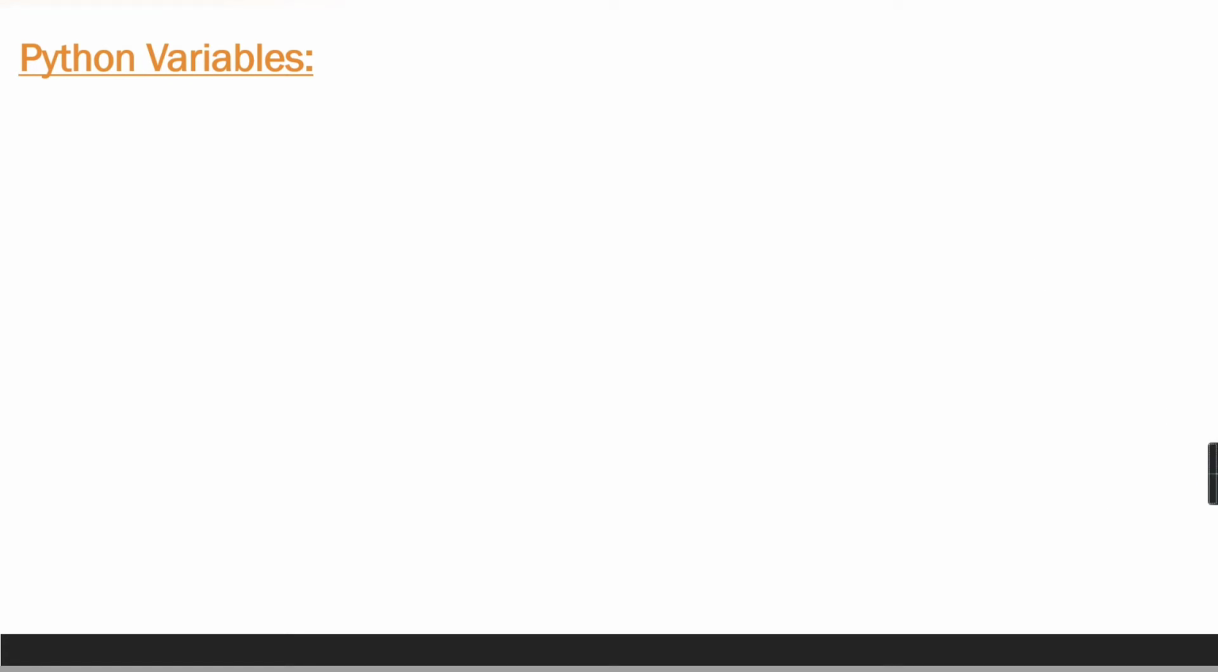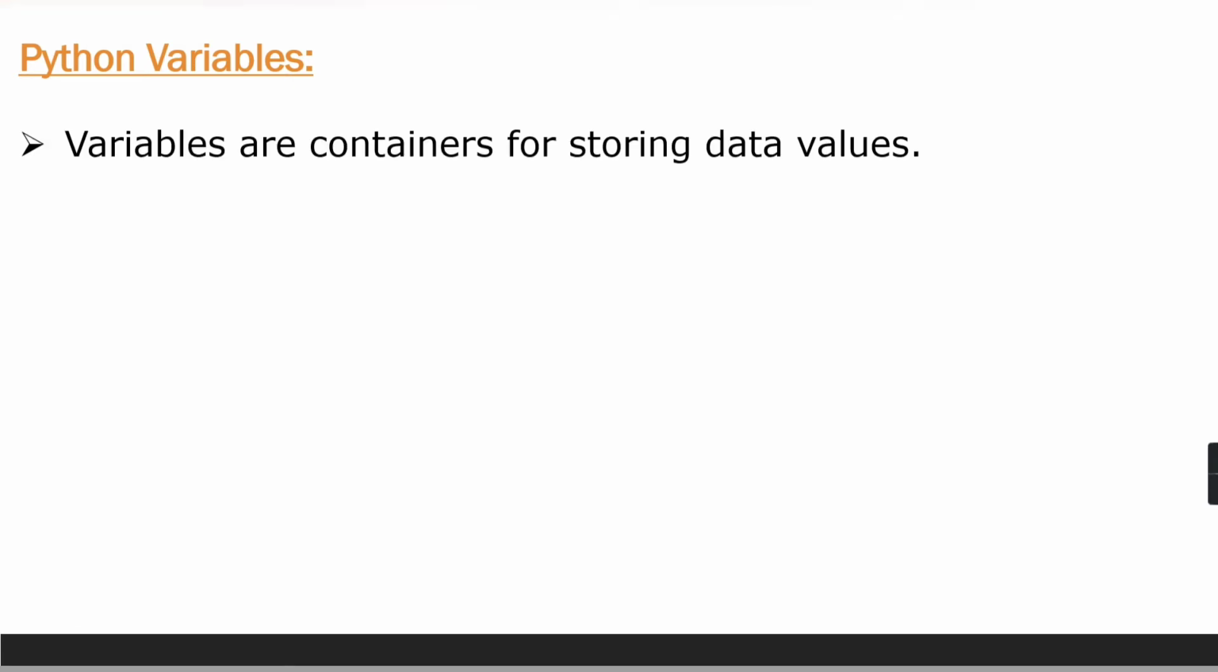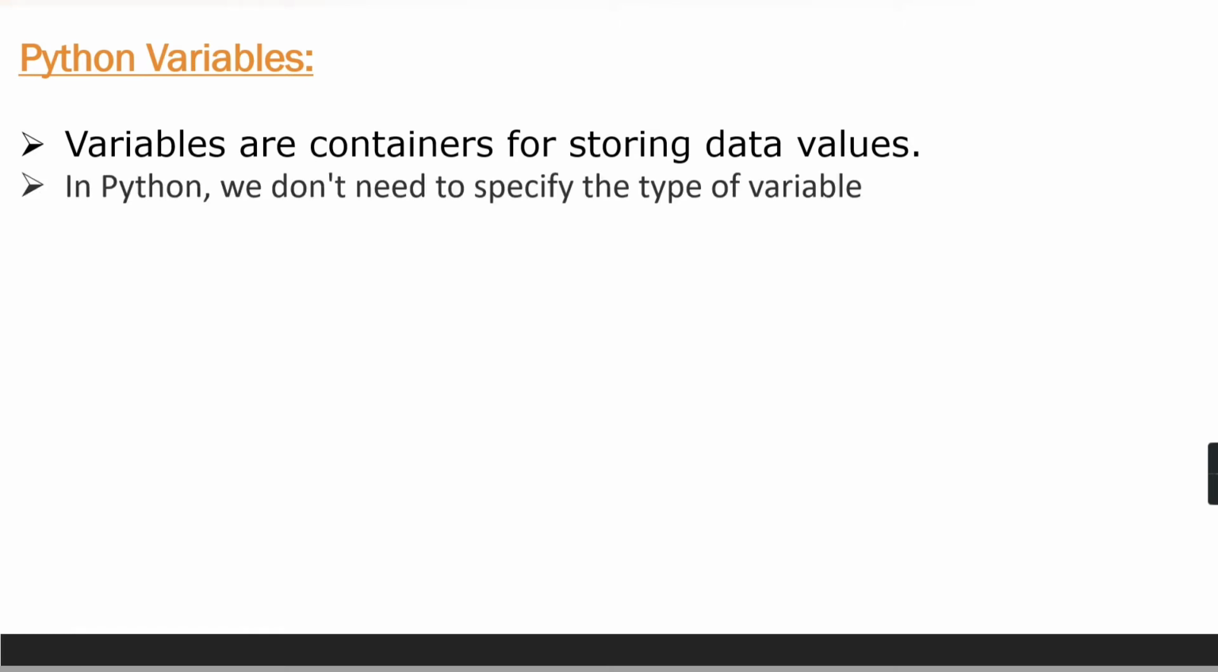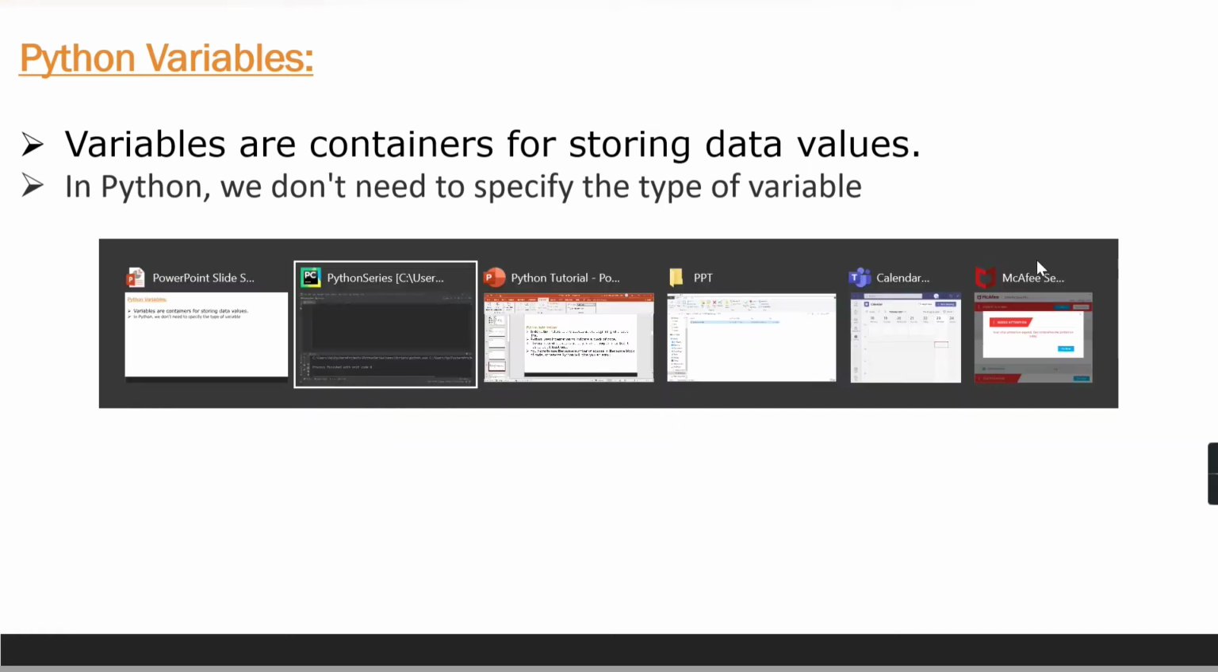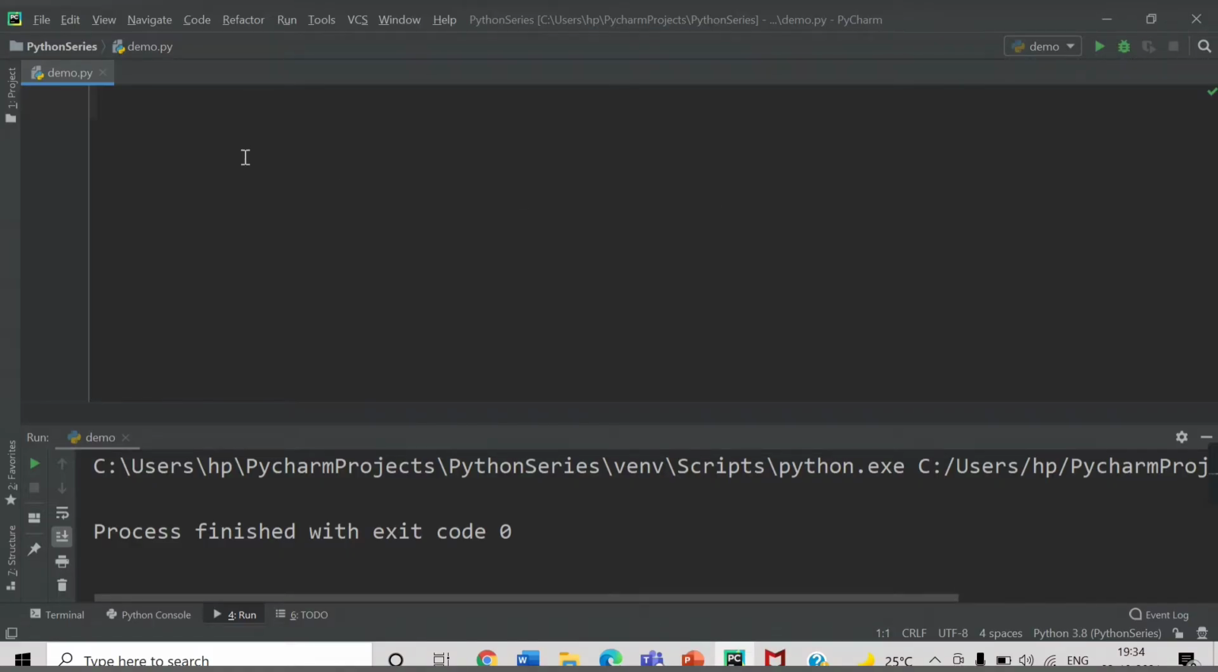In this video, we are going to learn about variables in Python. So what is the use of variables in code? Variables are used to store the data in our code. Variables are containers for storing data values. In Python, we don't need to specify the type of variable. So let's see in code what is type of variable.